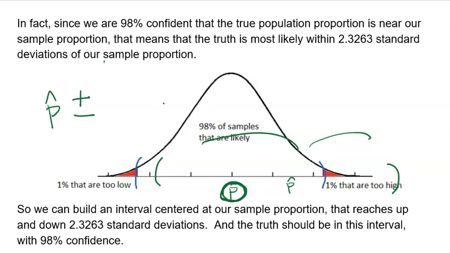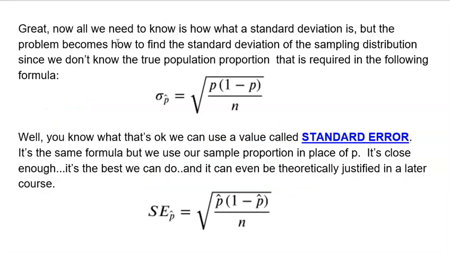So the real question now is, how far do I have to go up? How far do I have to go down to get that value? Well, we run into a problem, because I hope through watching this video you understand that I need to go up and down 2.3263 standard deviations. But the problem is, what's a standard deviation? Well, here is the formula for a standard deviation. I can't use this formula because I don't know the truth. Remember, the standard deviation formula needs the true proportion P, but I don't know what it is, so unfortunately I can't use this formula.